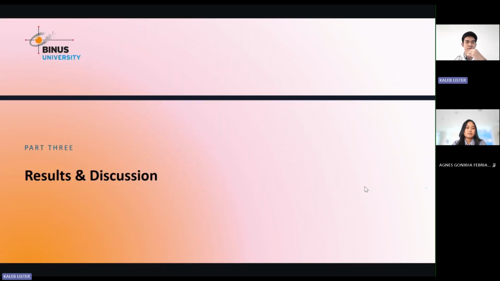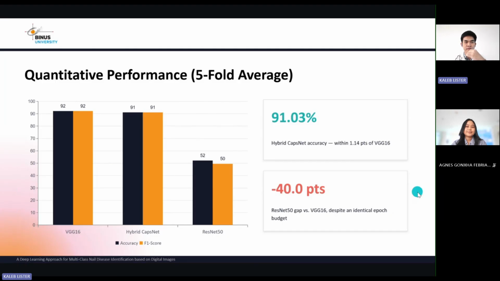Next, we will move into the part which is results and discussion. From the results we obtained, we found VGG16 is the model with the highest accuracy among the three, reaching 92% for both accuracy and F1 score. It's followed by our hybrid capsule net with 91% for both accuracy and F1 score, and the last is ResNet 50 with 52% accuracy and 50% F1 score.